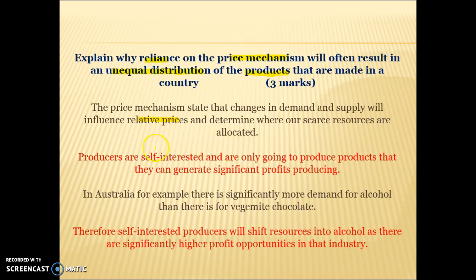The key to this question is clearly articulating that producers are self-interested and are only going to produce products that they can generate a profit from. For example, if there's more demand for alcohol than Vegemite chocolate, then we're not going to have an equal amount of alcohol and Vegemite chocolate. Self-interested producers will shift resources into alcohol and away from Vegemite chocolate because there are only profit opportunities available in that industry. So that question's about defining the price mechanism, articulating that producers are profit motivated, then making that link with an example as to why they'll produce more of some goods than other goods.